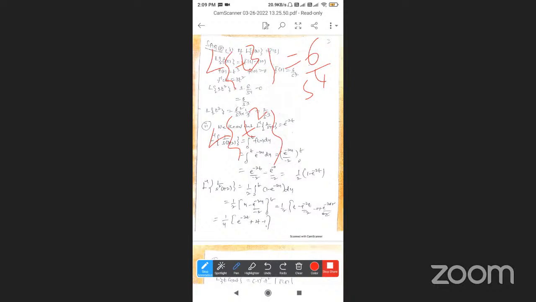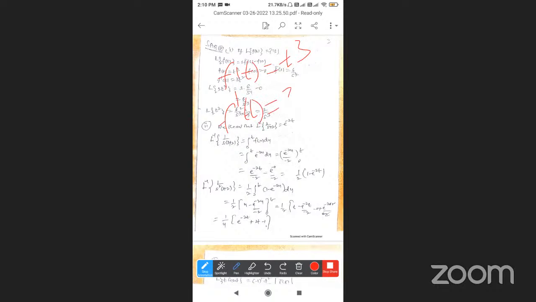Very simple. We also know the value for t square: 2 factorial by s cube. So here, first of all, f of t is equal to t cube. What is f dash of t? It is 3t square. So f dash of t is equal to 3t square.